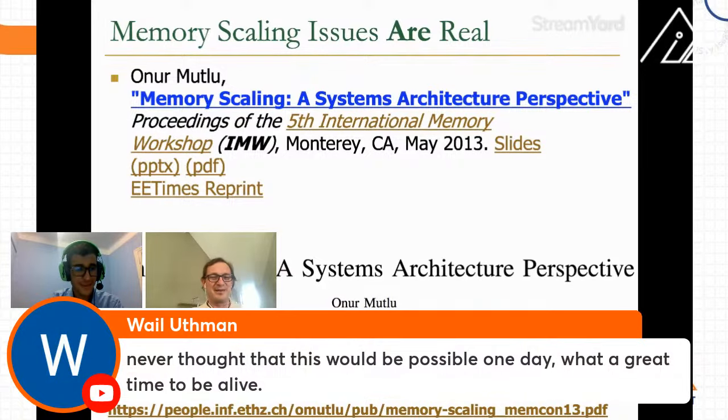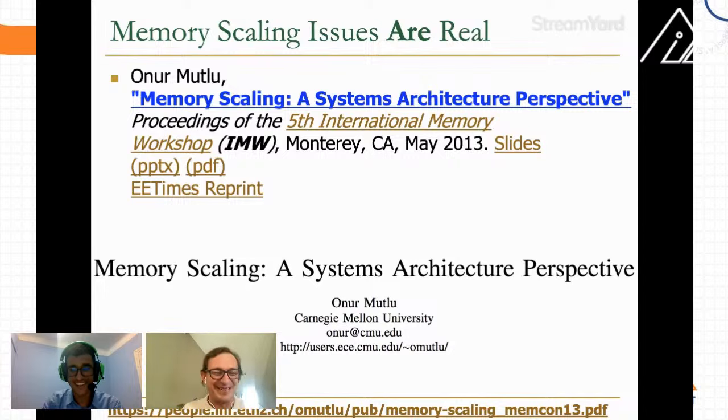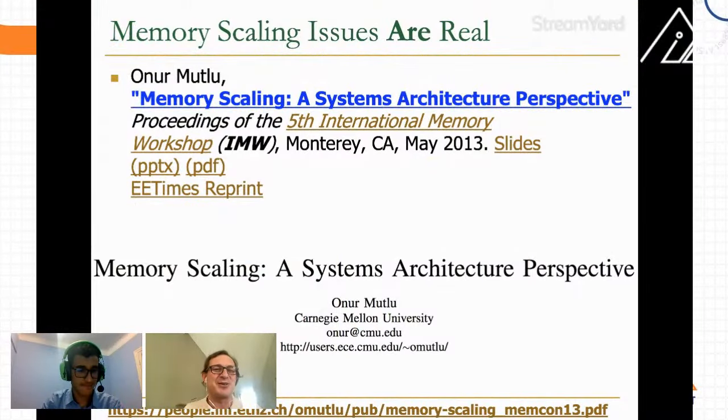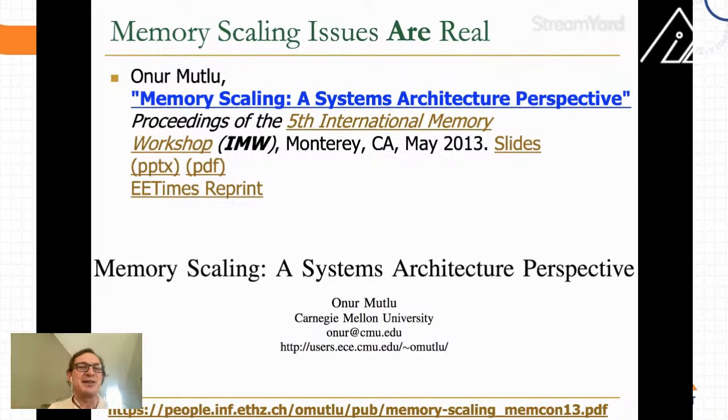Okay, this is a comment from Wael. He's saying, never thought that this would be possible one day. What a great time to be alive. Yeah, I like that comment. I agree with you. So it's a great time to be doing research in this area also, because you could actually have almost immediate impact on how the computing systems are rethought in a fundamental way.